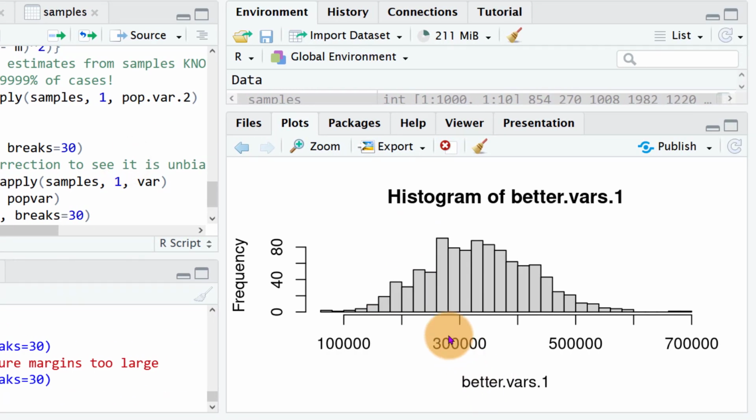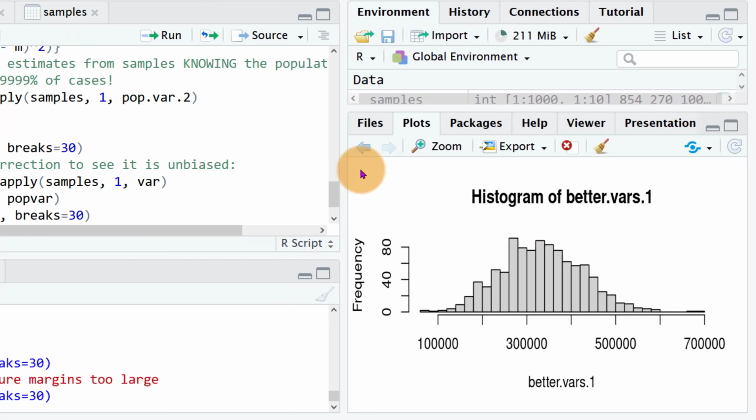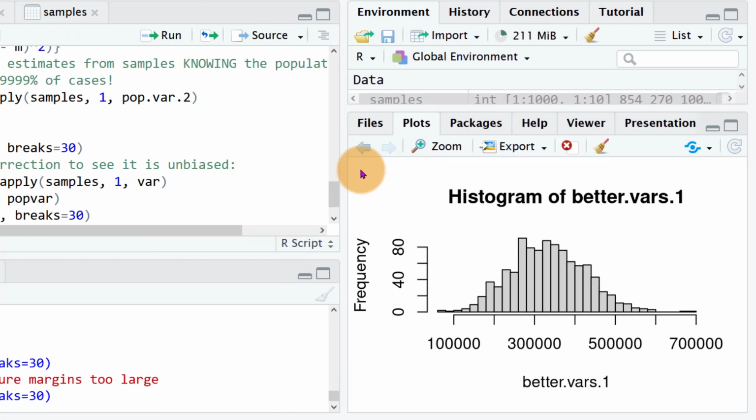There we go. And now here's the truth, right? Around 333,333. And now we can see that about half of them are larger and about half of them are smaller. So things are improving a lot, just now we know the population mean. So I hope this has given you a better understanding of where this bias comes from when we have a sample.